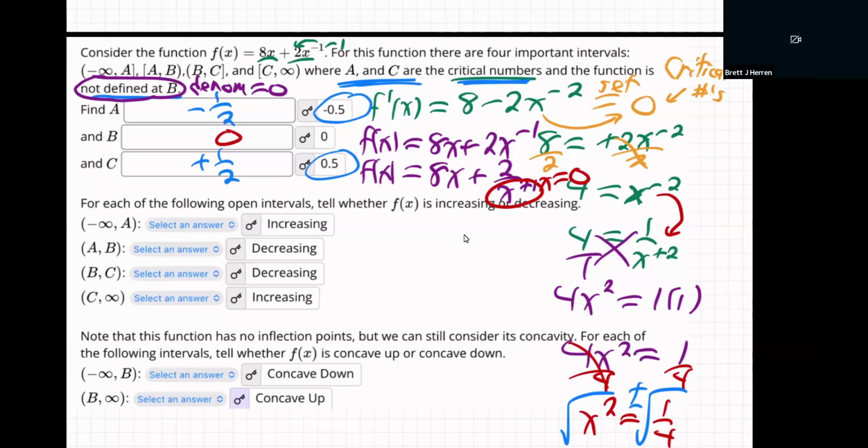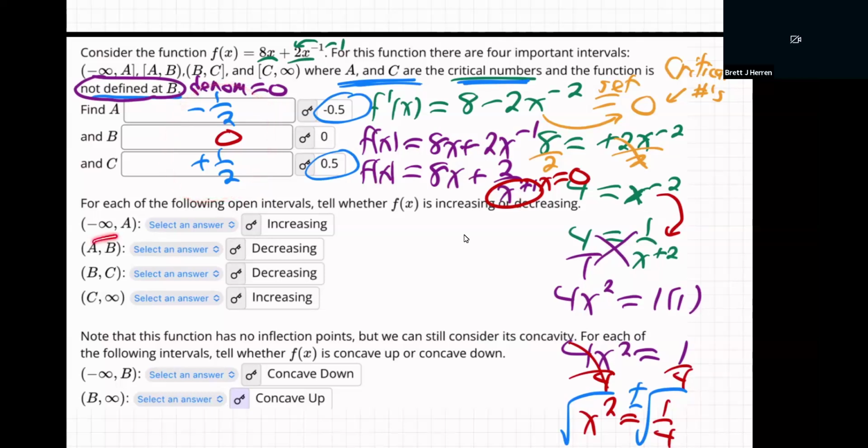The B is 0. When you plug in x equals 0 to this function, the 8x is fine. 8 times 0, that's just 0, no problem. But that negative 1 power really means that x is in the denominator. And that's 2 over 0. That's undefined. You can't divide by 0. That's infinity. It's undefined. It's important to know that. So there we go, there's our A, B, and C.